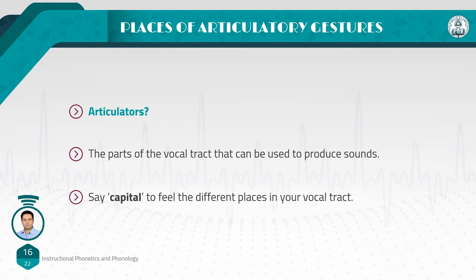These are different parts of your mouth and your tongue that you use when you want to make a sound or when you want to say a word. Now we want to talk about places of articulatory gestures, that is, places of your mouth and your tongue that you use in order to say a word.